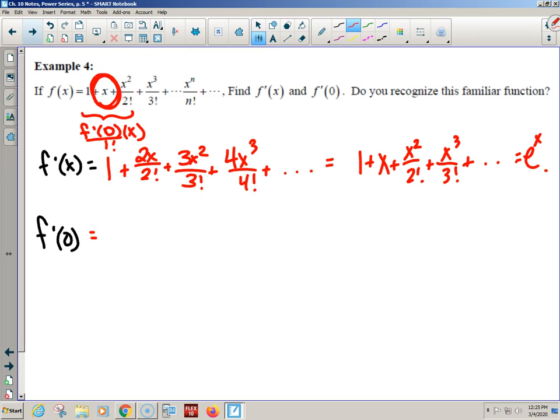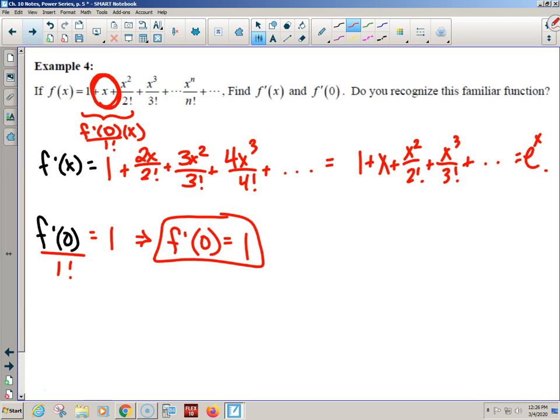It's kind of boring. But we could set f prime of 0 all over 1 factorial equal to the coefficient of x, which is 1, and then we could solve. It's kind of silly, I know. It's way more exciting in other problems, but, there we go.